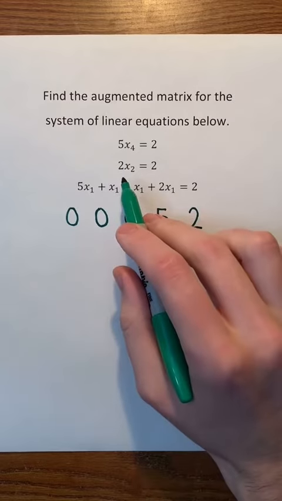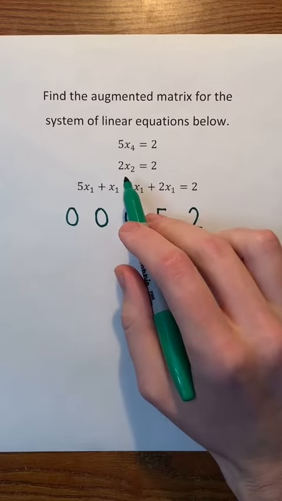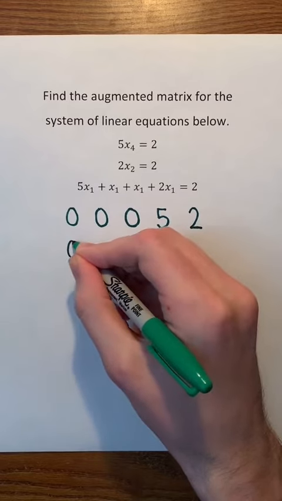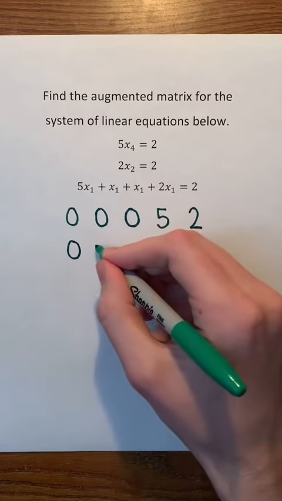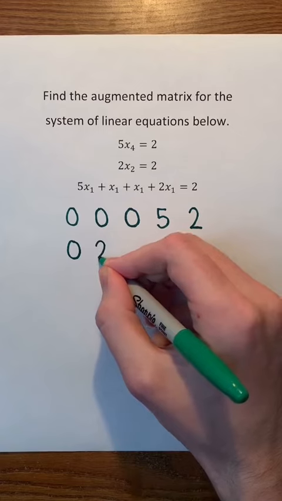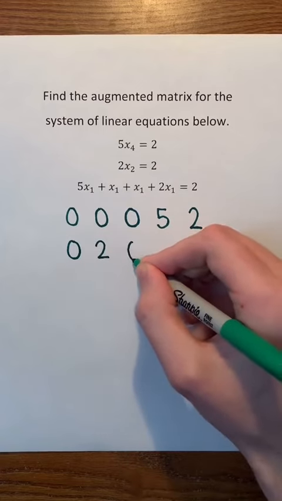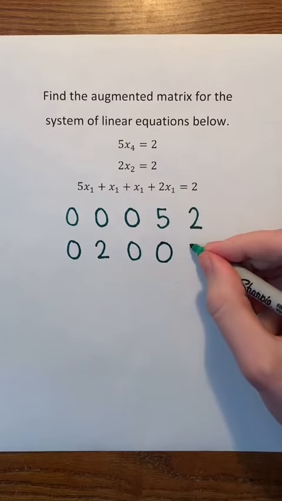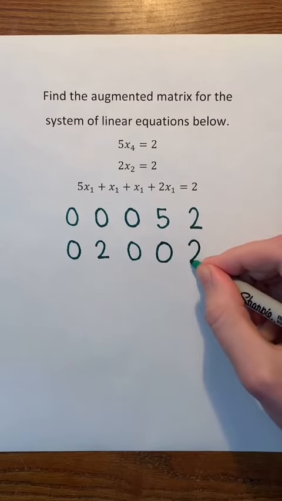In the second equation, the only variable that we have is x sub 2. So, the first number in the second row is going to be 0. Then, the second number is going to be the coefficient of x sub 2, which is 2. Then, the next 2 numbers are going to be 0. The last number is just going to be the constant on the right side of the equation, which is 2.